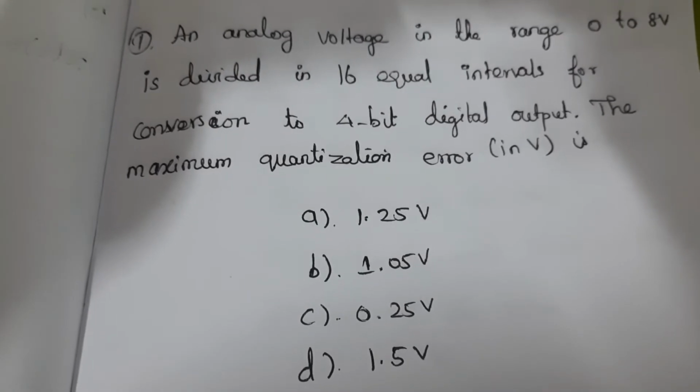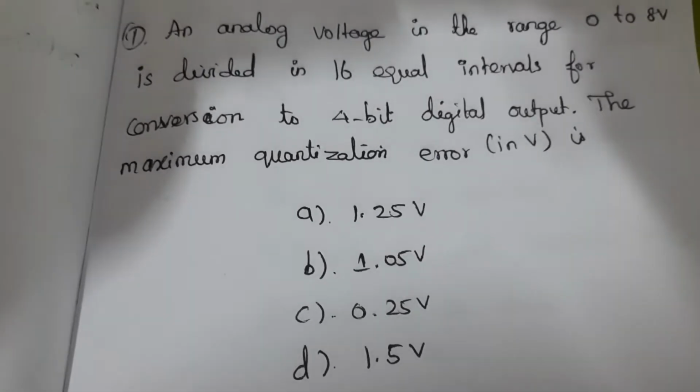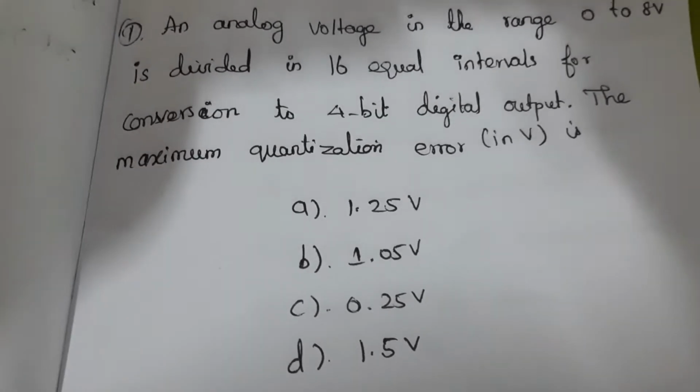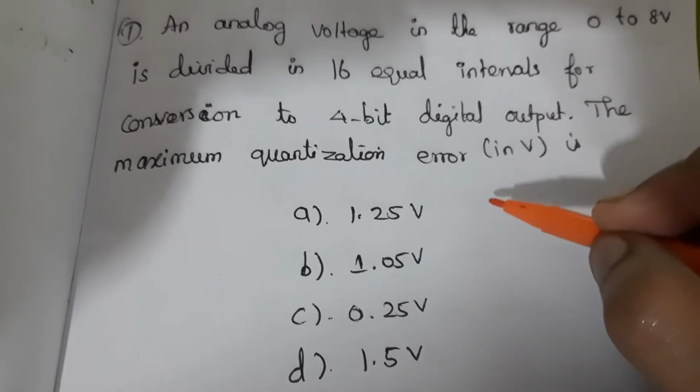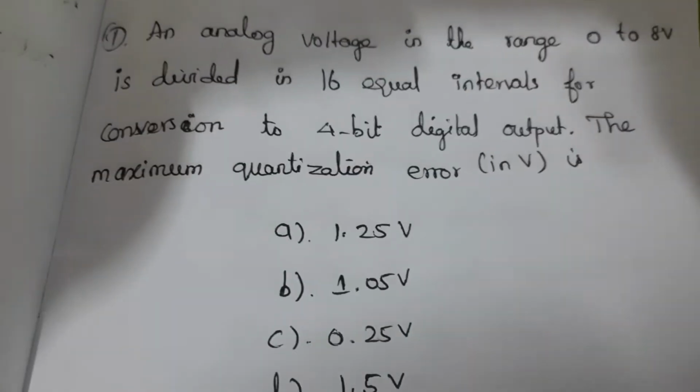First question, an analog voltage in the range 0 to 8 volt is divided in 16 equal intervals for conversion to 4-bit digital output. The maximum quantization error is. So first we have to define the values given in that question.